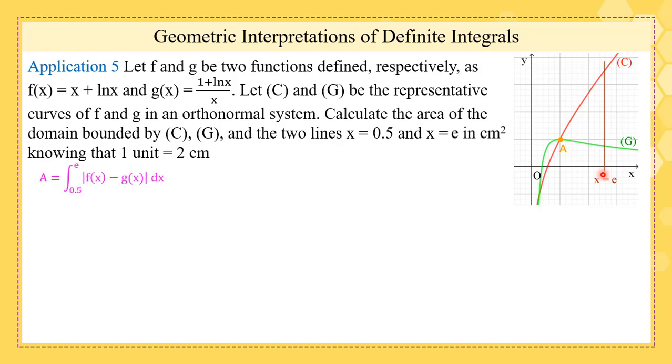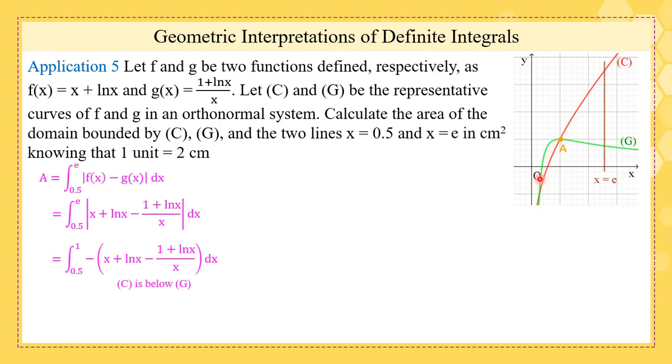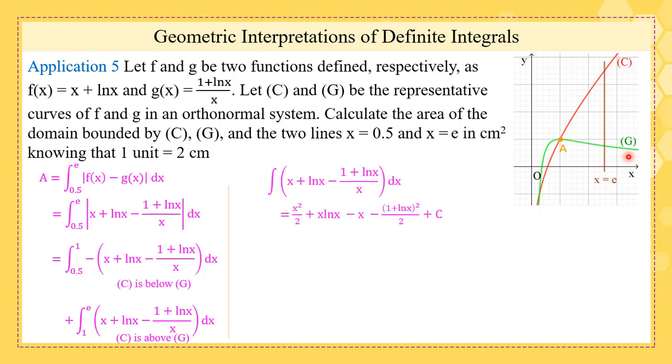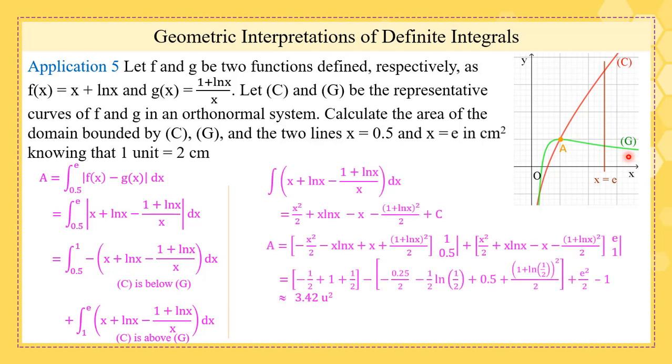Solution: A equal integral from 0.5 to e of the absolute value of f of x minus g of x dx equal integral from 0.5 to e of the absolute value of x plus ln x minus 1 plus ln x over x dx. First, between 0.5 and 1, we have c below g. Then, when we remove the absolute value, we want to multiply by minus. Between 1 and e, c is above g. Then, we remove the absolute value without any change. We complete. We get 13.68 centimeters squared.